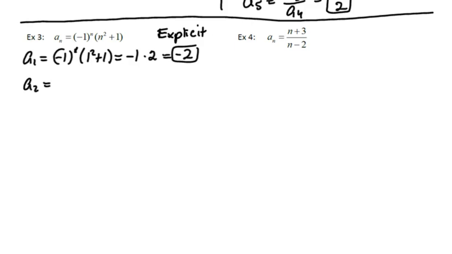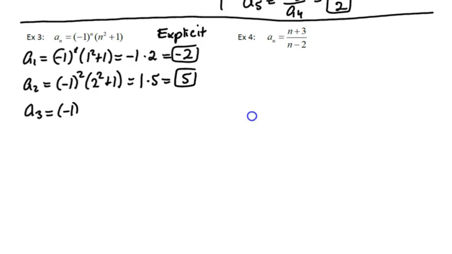A sub 2 is -1 squared times 2 squared plus 1. Notice I don't ever go back and use my previous term. I don't do that at all. I just put the term number in. So -1 squared is a positive 1 now, times 5. So this is a positive 5. A sub 3, -1 cubed times 3 squared plus 1, which is -1 times 10, or -10.